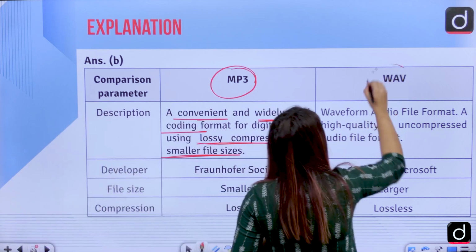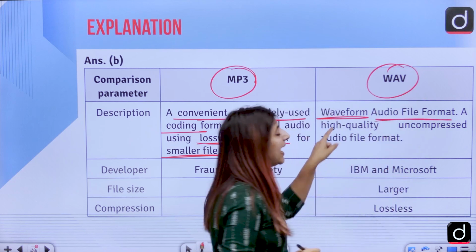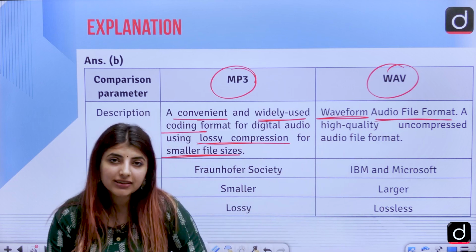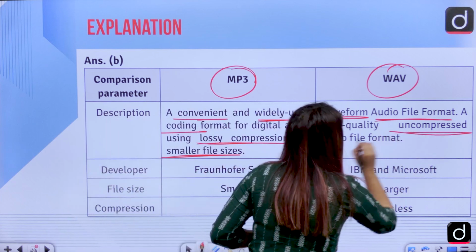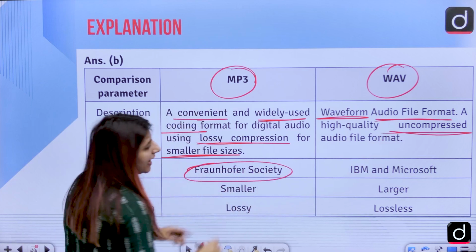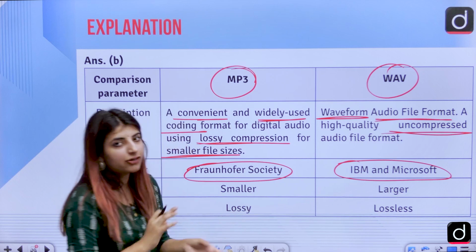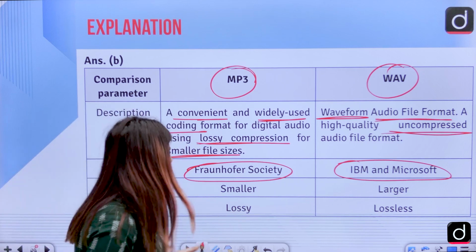On the other hand, the WAV format is waveform audio file format, high quality. If something is of high quality, of course it will take larger space, right? And it is uncompressed. Developer, Fraunhofer Society. The WAV developer is IBM and Microsoft. Some kind of factual information which might or might not be asked in the UGC NET examination.